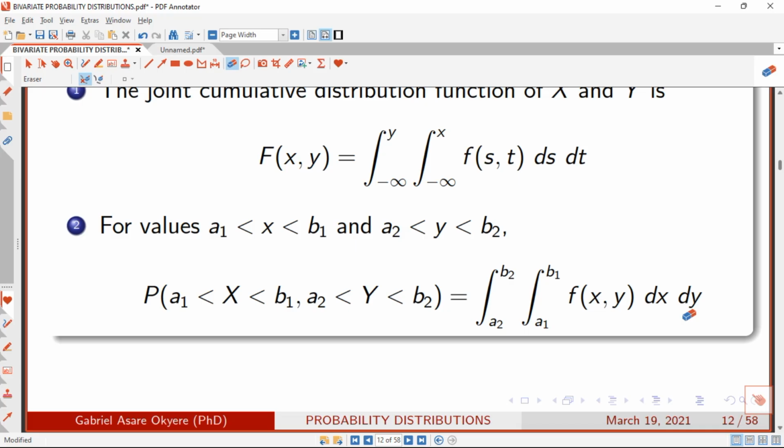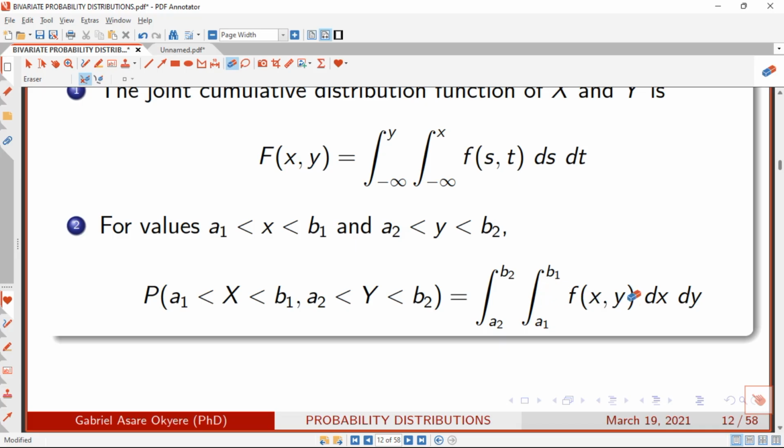So here the expression has given us one side. We are integrating first with respect to x, so with respect to x our limit moves from a1 to b1, because our x was also moving from a1 to b1. That's the reason why we see this one here.